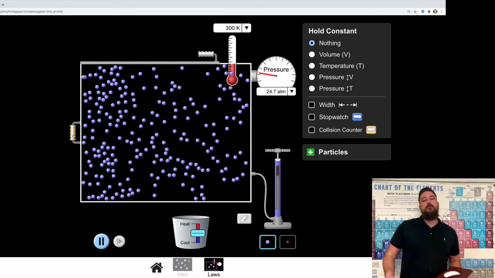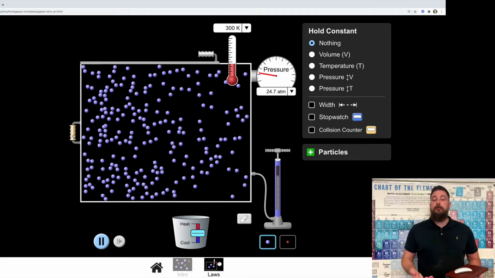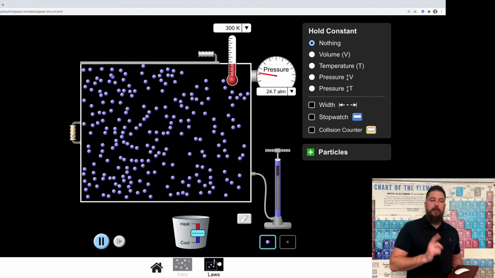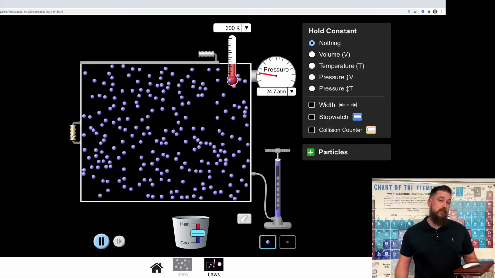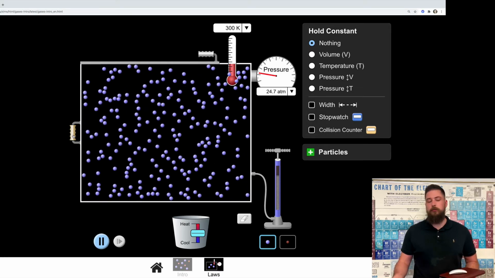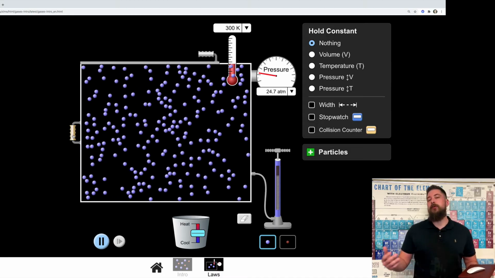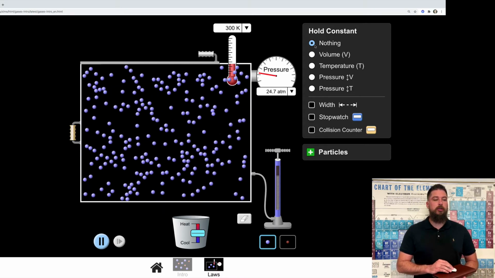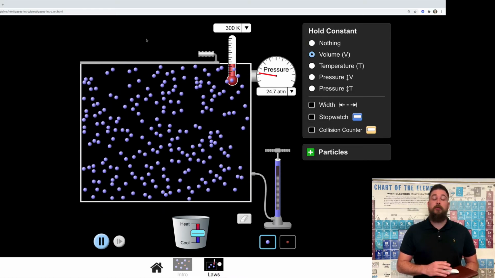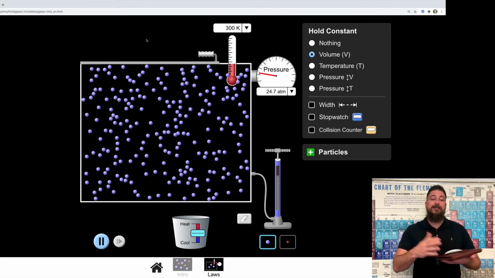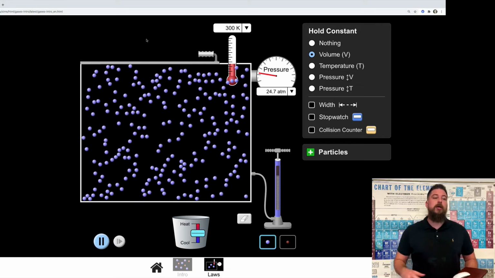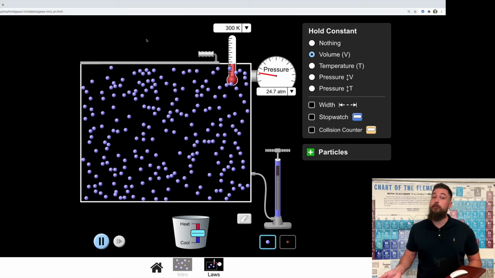So what we're going to do is when we're looking at these different relationships, we're always going to hold one thing constant. Because when we're talking about, for example, pressure and temperature, we're going to hold volume constant. Whatever variable we're not talking about, we're going to hold constant. So we're going to start off by holding volume constant. What that means is the size of the container is not going to change. And what we're going to do is look at the relationship between pressure and temperature.